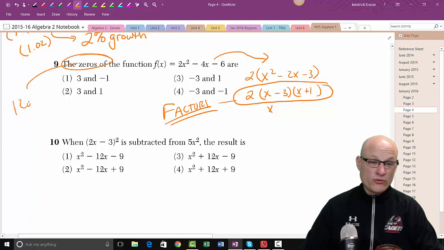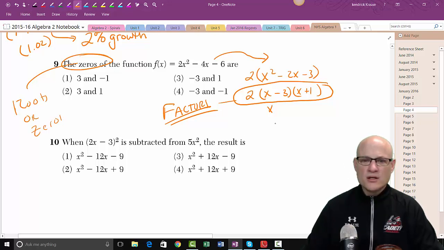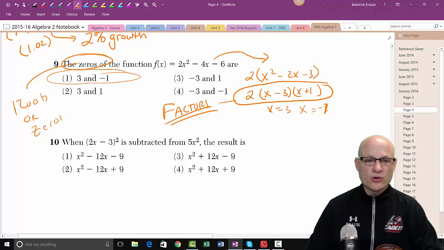This could be roots, it's an R, or zeros. I have to change pen tips. My pen tip's going. The roots are x equals 3 and x equals negative 1. 3 and negative 1. The winner is choice 1.